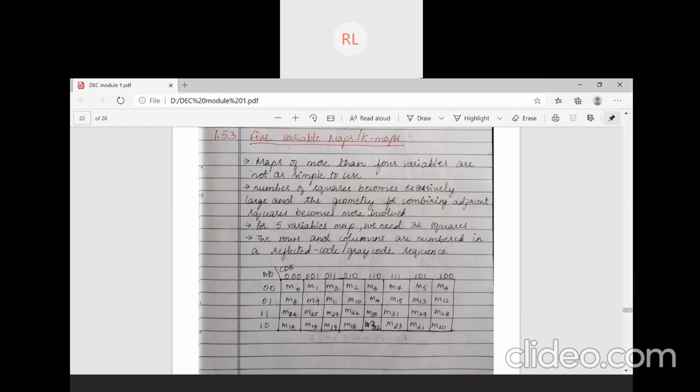So what do you understand by geometry? Geometry is nothing but the complexity, or the number of squares increasing. Because of which, what is happening? You will have to look for proper grouping of ones. If there is no proper grouping of ones, of course you can go ahead with grouping fewer ones as well, but then the equation that you get is not optimized.